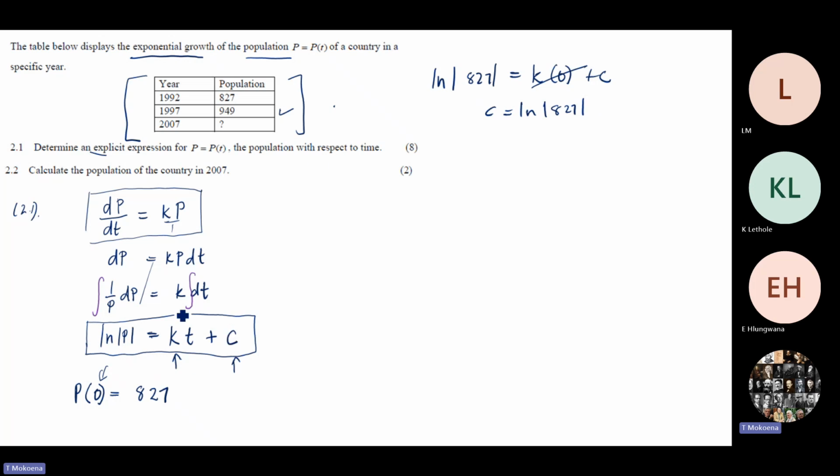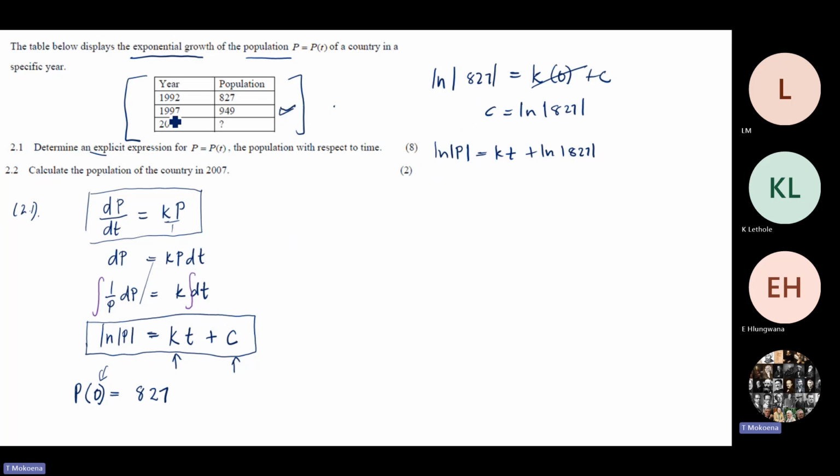So now let us rewrite this equation. Now substitute in C. So meaning we're going to have ln of P is equal to K multiplied by T, and then what is the value of C? It is positive ln of 8 to 7. So now we need to solve for the value of K. We're going to use the second condition.